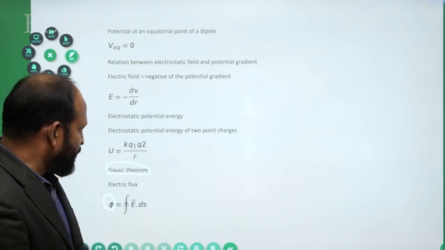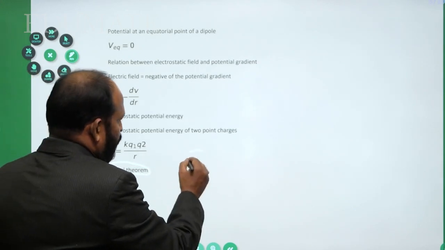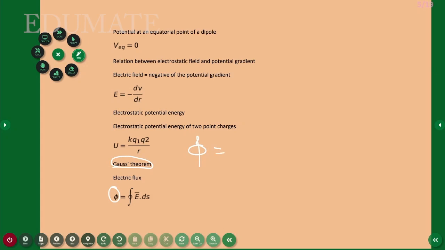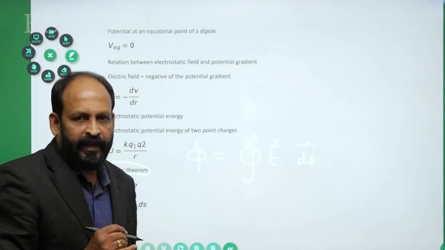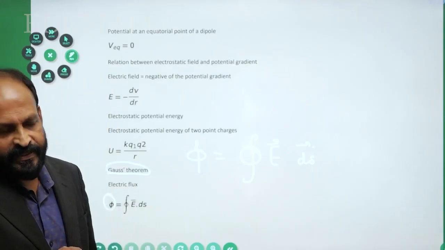The flux produced by that particular charge is represented by phi. Then phi is equal to the closed integral E·dS. Here dS is also a vector quantity. Electric flux can be calculated using this equation, where E is the electric field intensity and integral dS means the total area of the closed surface.